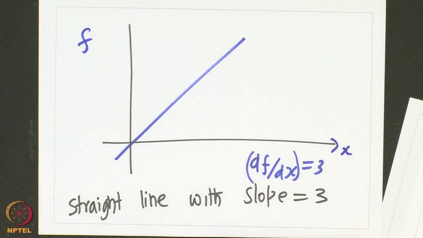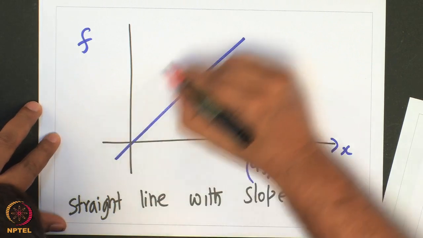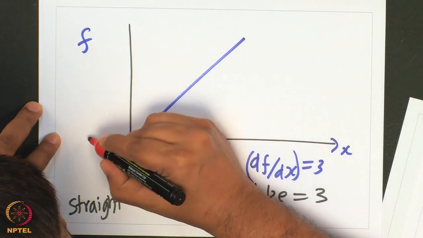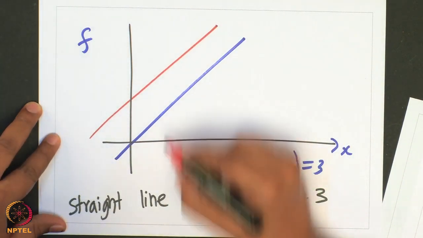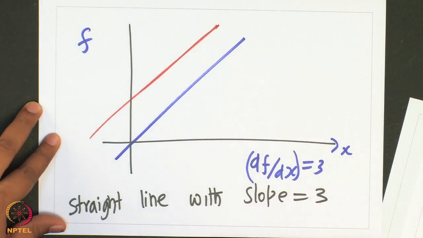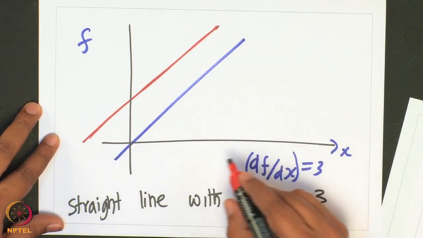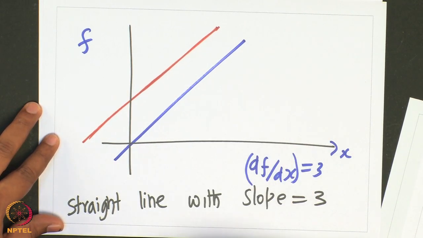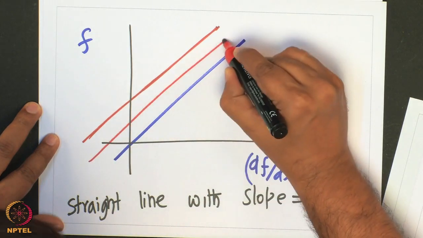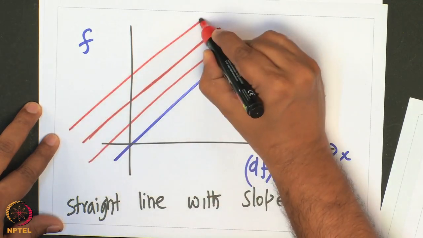But I could also draw another curve, another straight line, which is parallel to this. So let me draw another straight line like this, which is parallel to this. Pardon me if it is not fully parallel, but it is essentially parallel to this. And you will find that this also has slope equal to 3. I can draw another line which is also parallel to this. I can draw another one here.